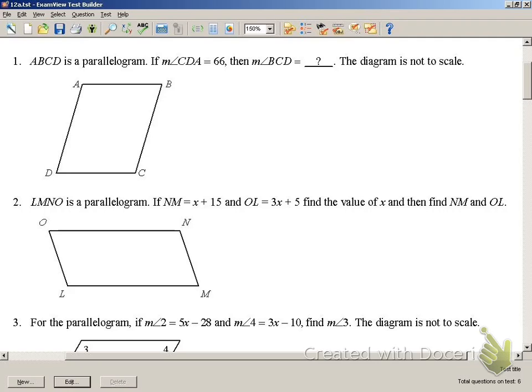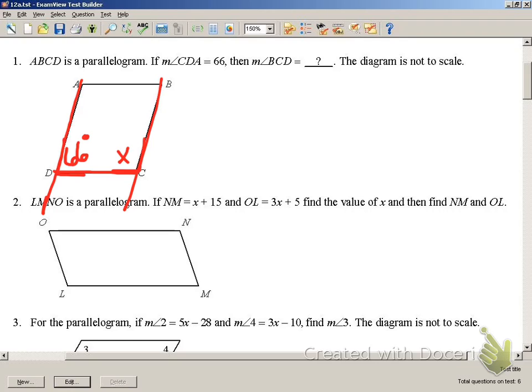So if we're looking at angle CDA, we're looking at this angle right in here. It is 66 degrees. And we want to know the measure of angle BCD. Now, the one property that I did not state is the fact that consecutive angles are supplementary. Because essentially, since we have parallel lines here and here, the two angles that we're looking at, 66 degrees and X, would be same side interior angles.